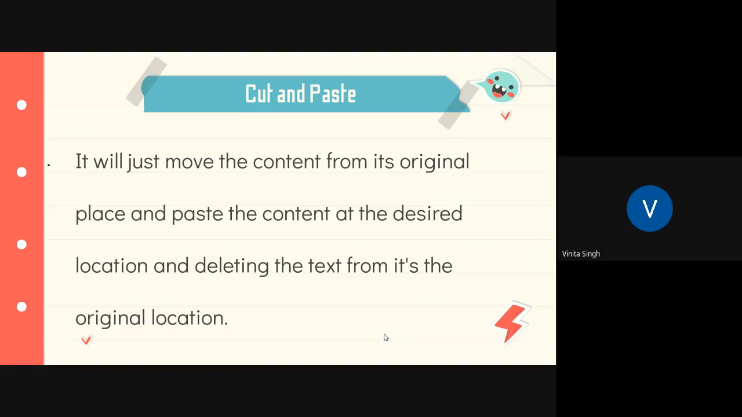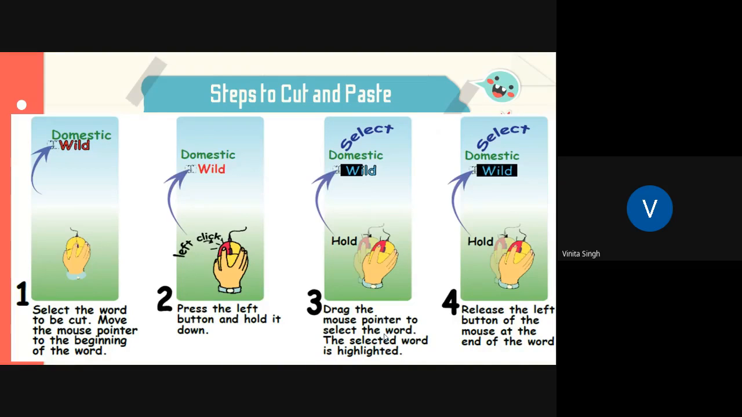Now let us see the procedure for cut and paste. All you need to do is to select the word that you need to cut. Move the mouse pointer to the beginning of the word. Press the left button and hold it down. Drag the mouse pointer across the word. By dragging, you need to select the word which you need to cut.